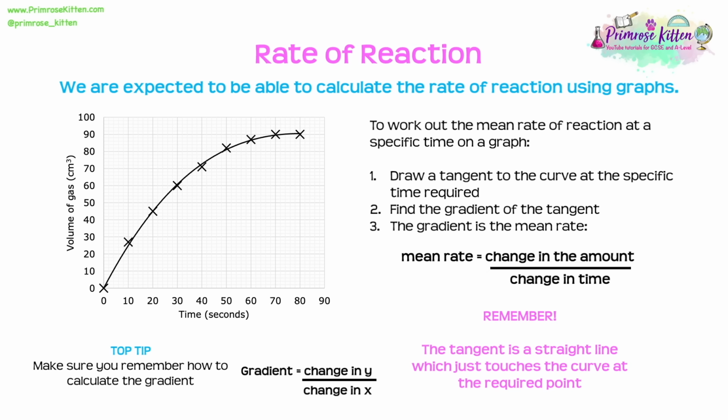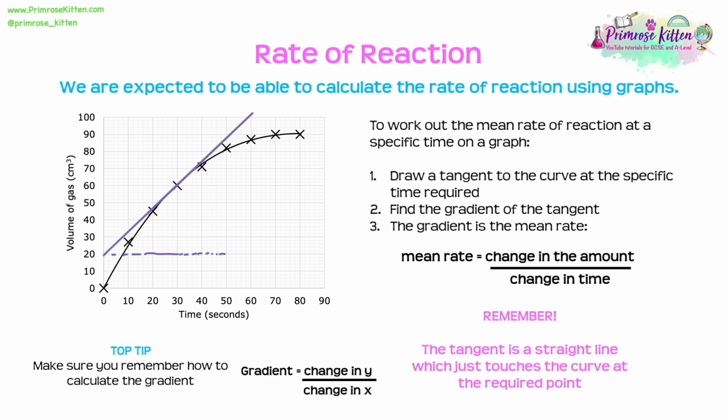And of course we also need to remember how to calculate the gradient. So once you draw that tangent, you're going to draw a little triangle, as big a triangle as you can, and the gradient will be the change in the y divided by the change in the x. But let's put this into practice, okay? Let's have a go at working out the rate of reaction at 30 seconds. So in order to do this, first off, we're going to need to take that tangent. I've used a ruler and a pencil as well in the exam to just touch the curve at 30 seconds. Now that I've done this, I'm going to draw a little triangle out of this.